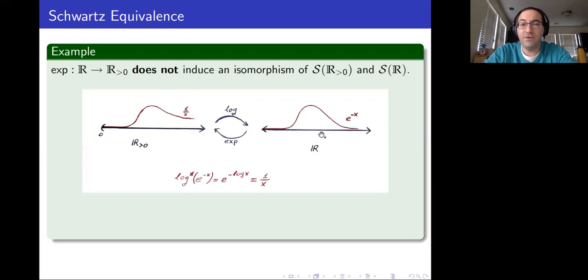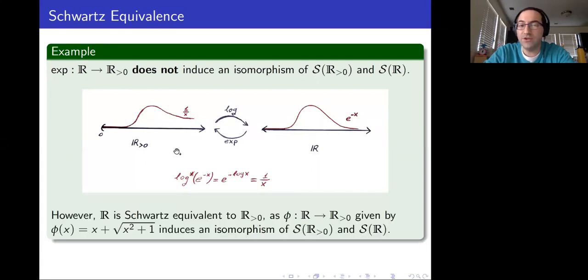However, these two open sets, the real line and the positive ray, are Schwartz equivalent because we can choose a different diffeomorphism. So the exponential is the bad choice here. We can take this diffeomorphism, and hopefully it is a diffeomorphism between the real line and the positive ray. I calculated it a few years ago, and since then I used this example, but I didn't check it for a while. And this is a C-infinity diffeomorphism between the real line and the positive ray. And if you check, you will see that it induces an isomorphism between the Schwartz space of the real line and the Schwartz space of the positive ray.